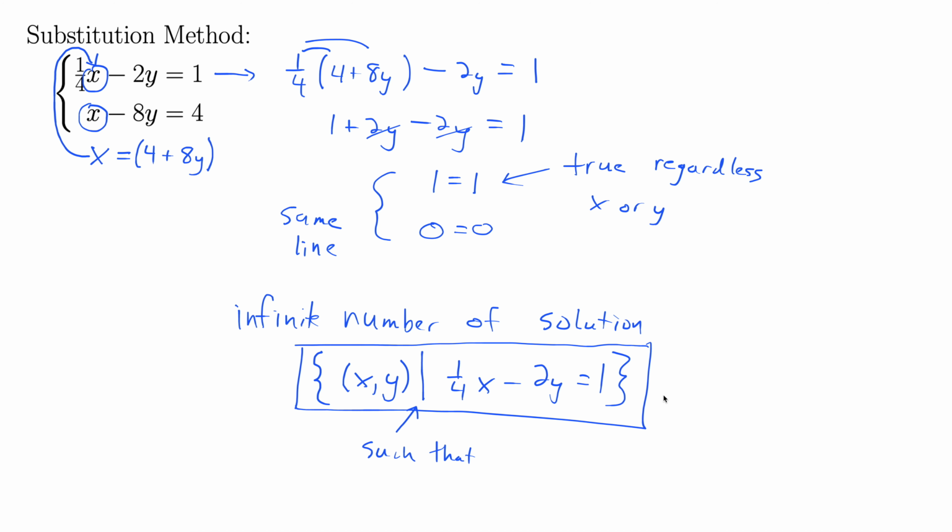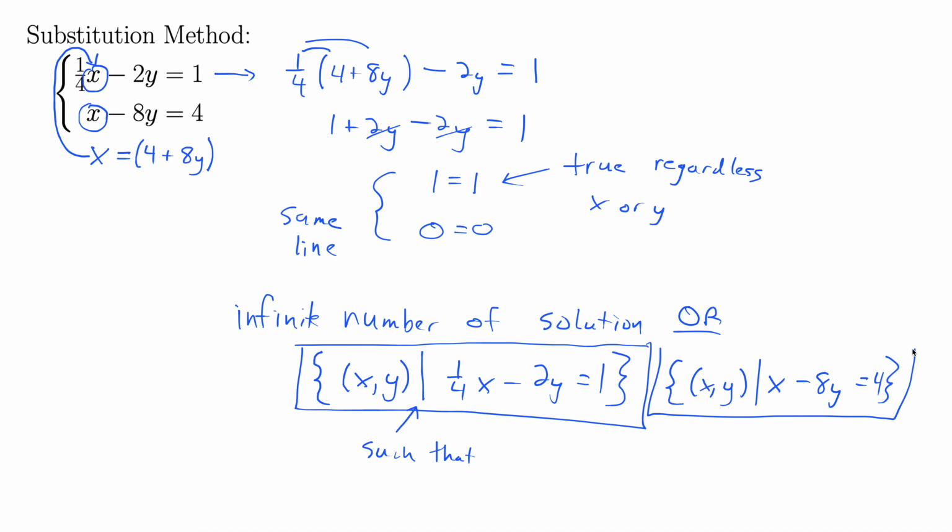An equally good answer would be the set x and y such that x minus 8y equals 4. Because that's the other line, and we already know that these are the same line by solving and getting this solution here. Anytime we get 5 equals 5, or 10 equals 10, or 1 equals 1, 0 equals 0, that tells us that our two lines are actually the same line. So it doesn't matter which version of the line you write as your answer, it's going to be correct. So pick one of the two. You wouldn't want to write both of those for your answer.